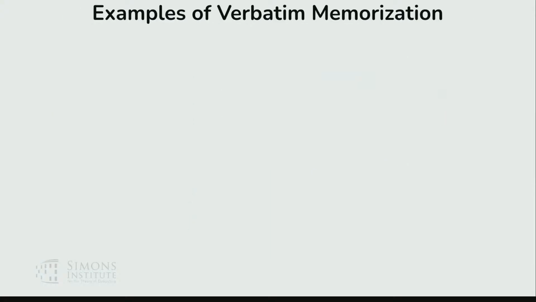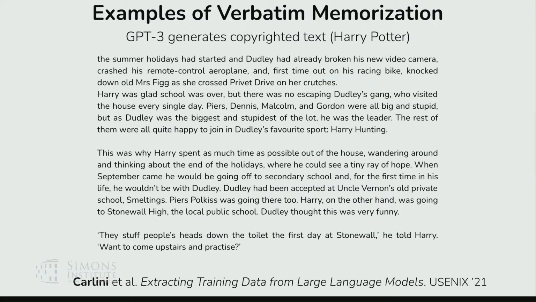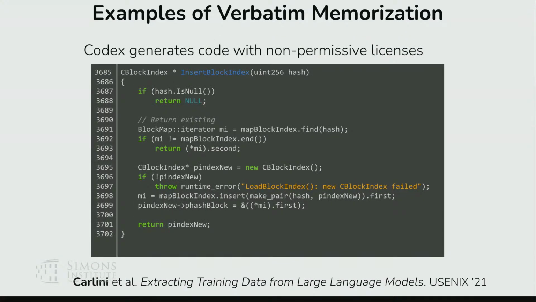Concretely, here's a couple examples of what you can get. So we've applied this to a couple different models. This is an instance of GPT-3 where, as I showed on the first slide, you can get it to regenerate, for instance, entire chapters of Harry Potter. In the case of a model like Codex or GitHub Copilot, which is a proprietary, not open source, code assistant model, you can get it to generate things like non-permissively licensed functions or entire code files.